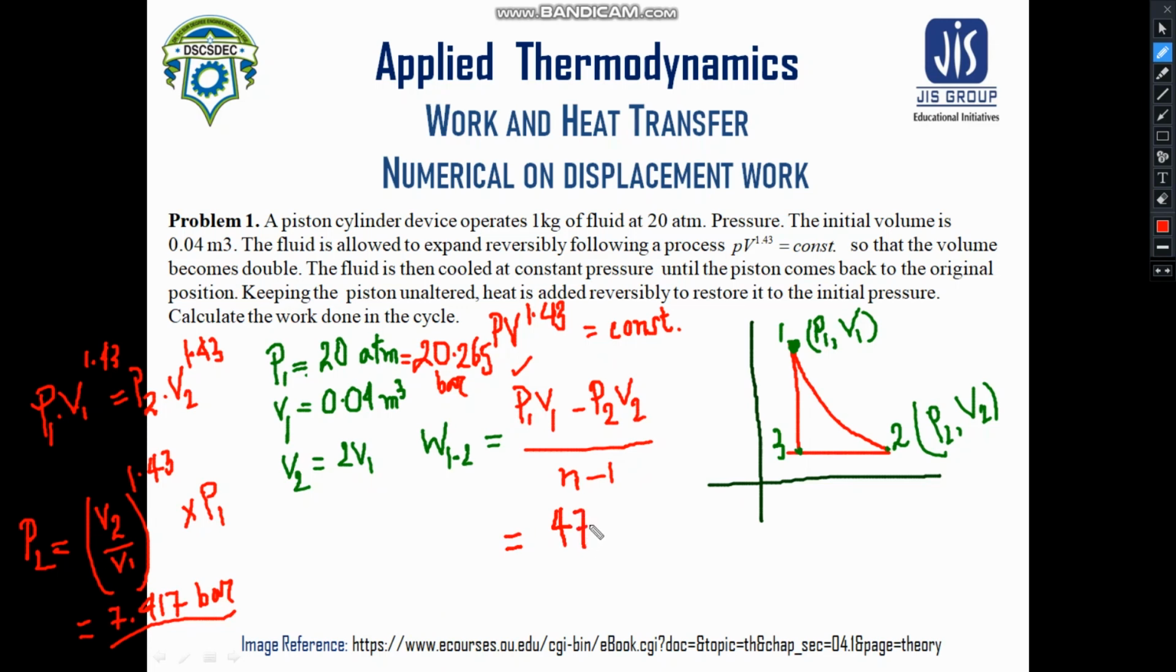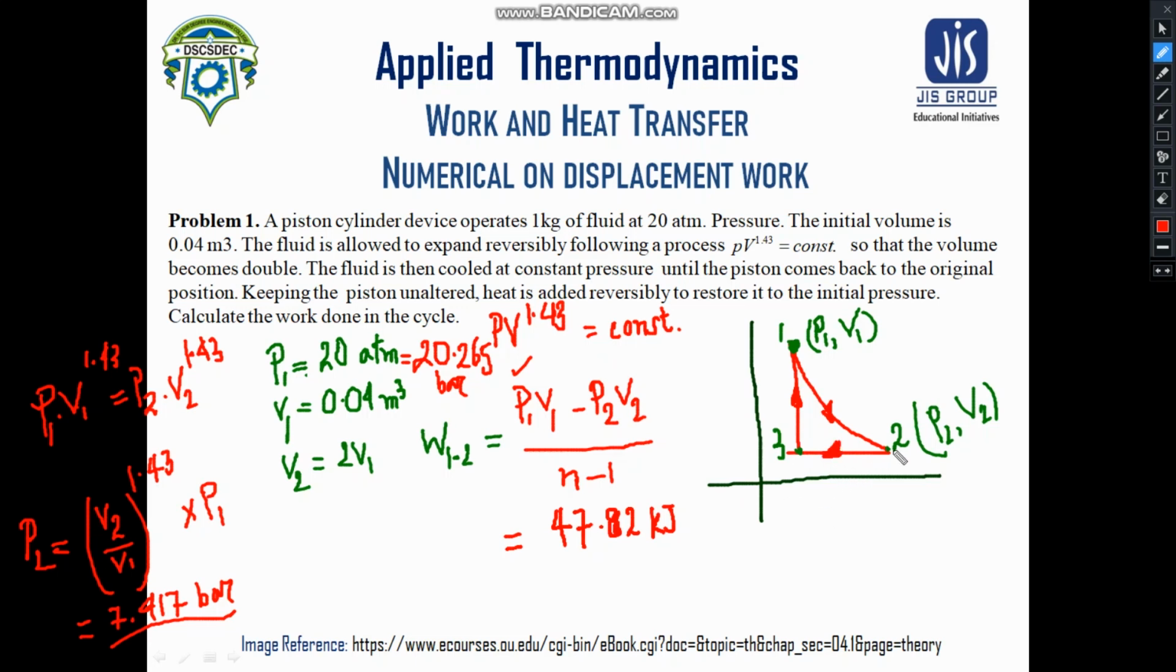Ultimately the work done will be 47.82 kilojoules. So this calculation you need to do by yourself. So for the first process, the polytropic process, you find the work done becomes 47.82. So this problem was very simple. Now there is something left over.